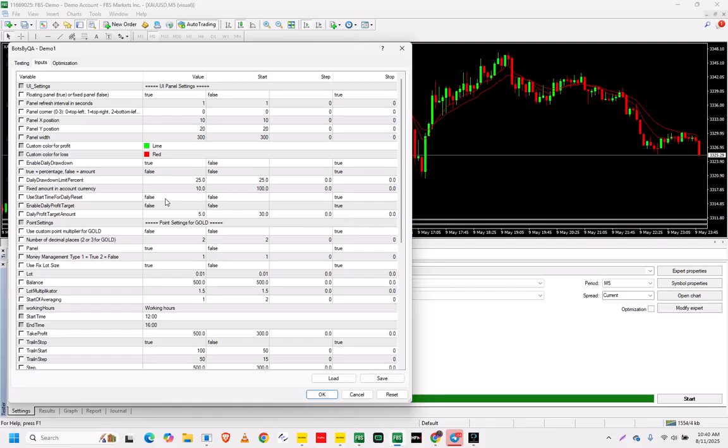I didn't use the start time for daily reset, which I'm still going to explore, but I turned off the daily profit target. You can turn it on if you want.